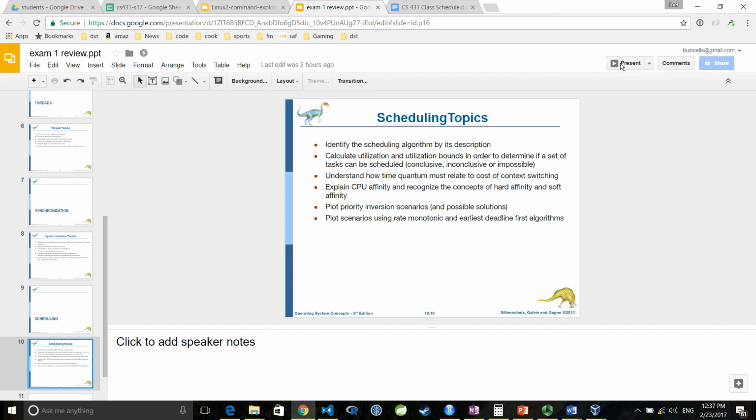So hard affinity would be when it really wants to do it, but soft affinity is more like a preference. Yeah, when it's just a preference, and you can actually have load balancing that applies where it'll switch things around, right?